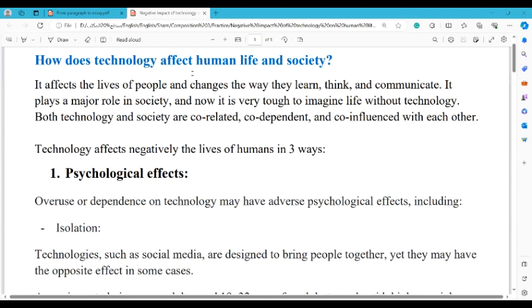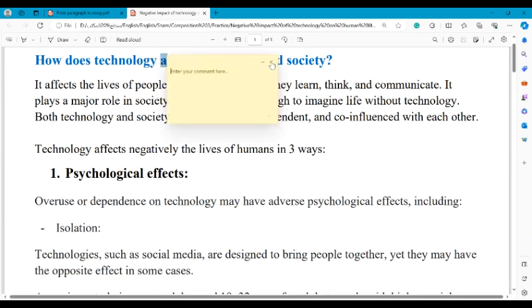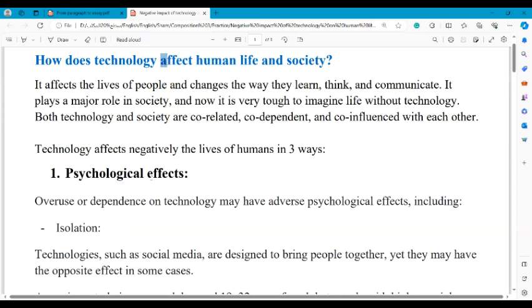So let's start with this topic: how does technology affect human life and society? What is the difference between affect with A and effect starting with E? Do you know the difference? I think affect is a noun. Affects is a verb. Yes, very good. Effect is a noun. So affect with A is a verb, but effect with E is a noun.